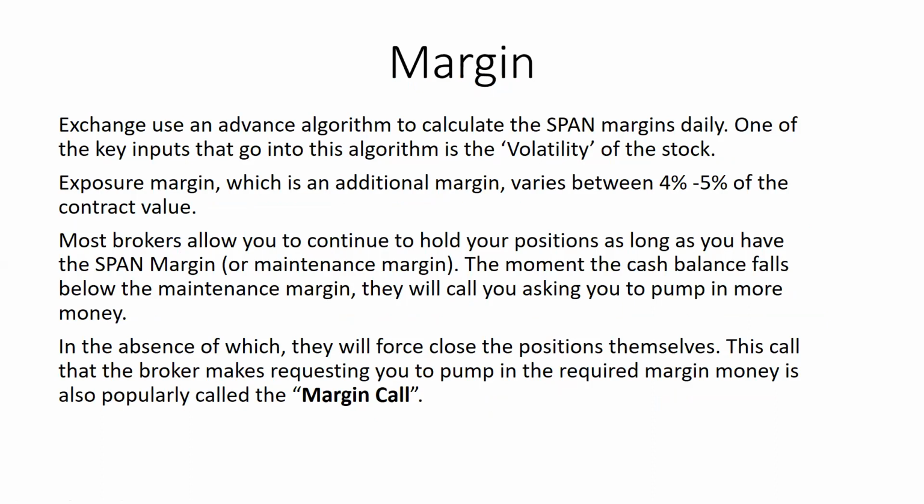So exposure margin, like additional margin, as per my understanding and knowledge, is 2% for stock futures and 3.5% for index futures. And as I told you, if the span margin, which is also called the maintenance margin, is reduced on a day, then the broker will call the client to keep the money in his account. That is considered the margin call. And if the client has not given the money, then the position will get closed by the broker.